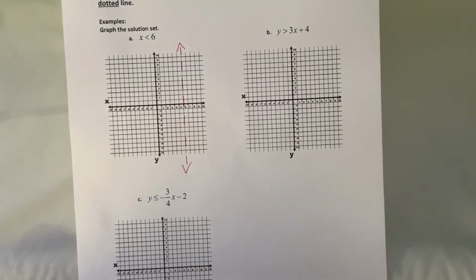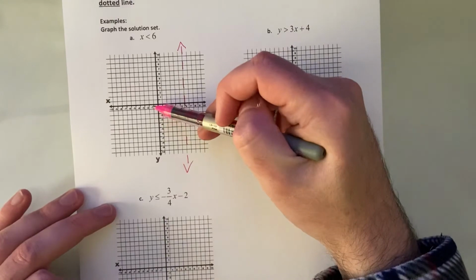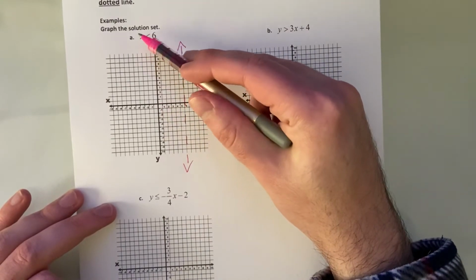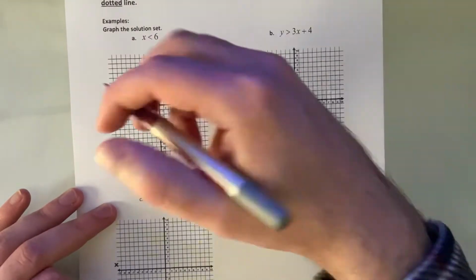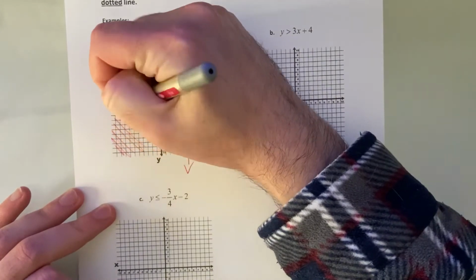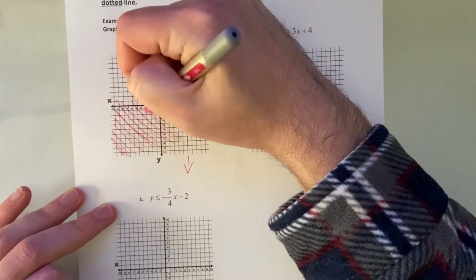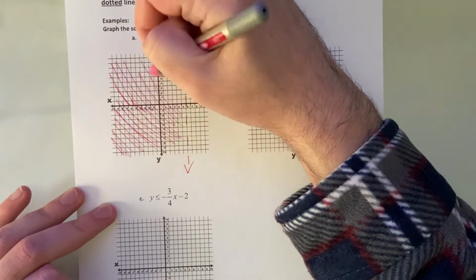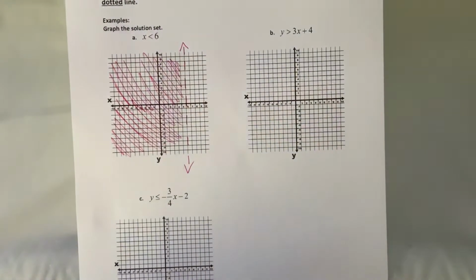Now which areas is x less than 6? Again, you can plug 0, 0 in. There's only an x to substitute for. 0 less than 6, yes. So generally speaking, less than and greater than for x or y are vertical or horizontal lines. Less than for x is left, greater than is right. Less than for y is below, greater than is above.